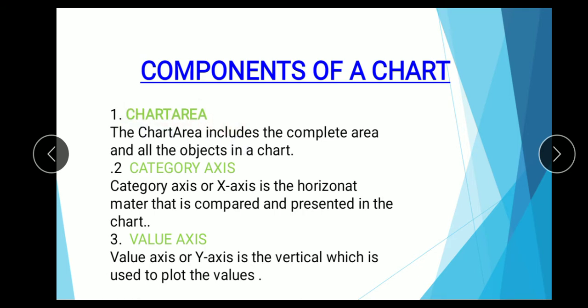Second one is the category axis. Category axis or x-axis is the horizontal axis that shows the matter that is compared and presented in the chart. Category axis means your horizontal line. X-axis is called the category axis, and you can also say horizontal line.